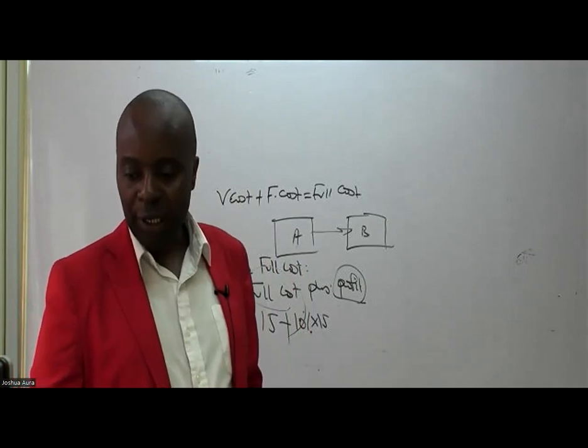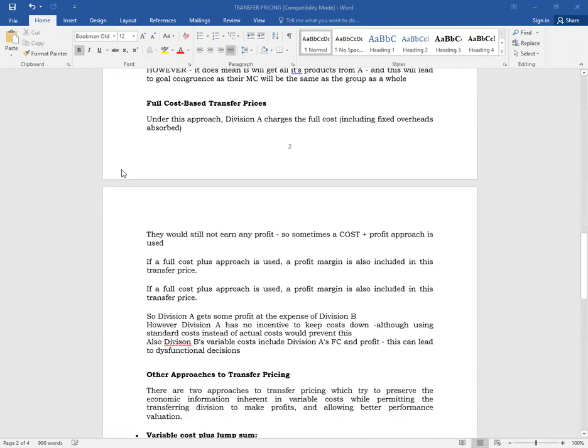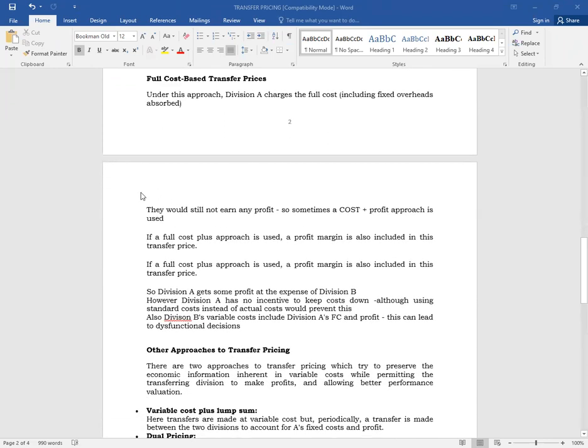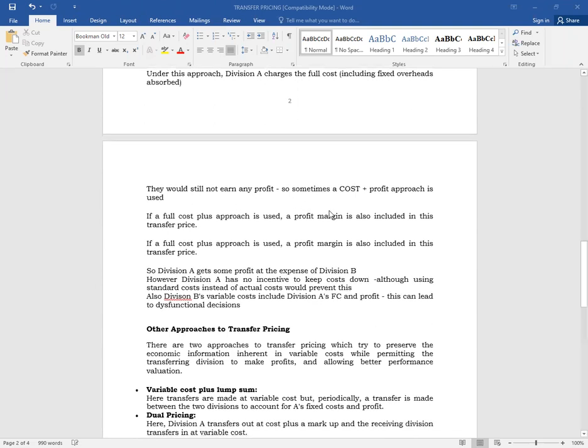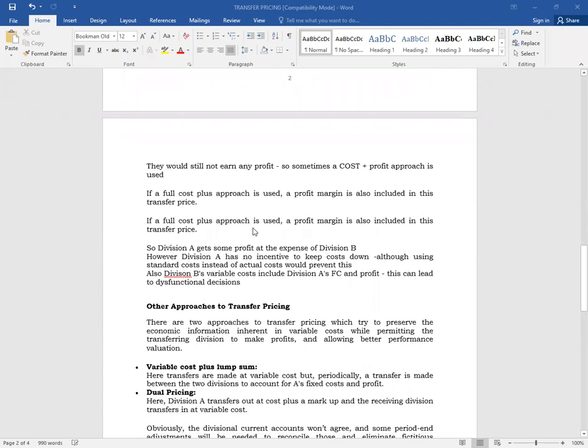Now, let's read this. Transfer pricing full cost. Under this approach, Division A charges the full cost, including fixed overheads absorbed. They would still not earn any profit. So sometimes a cost plus profit approach is used. If a full cost plus approach is used, a profit margin is also added in the transfer price. So Division A gets some profit at the expense of Division B.